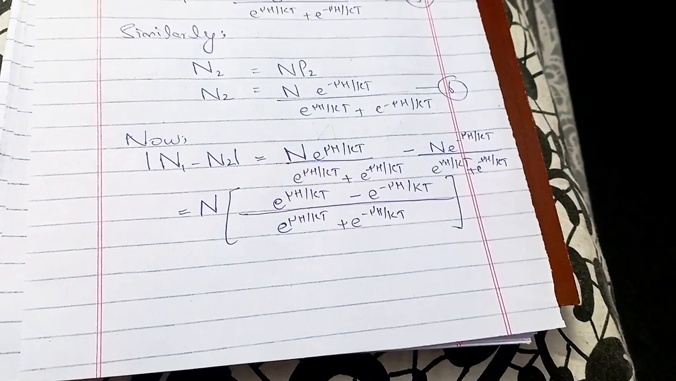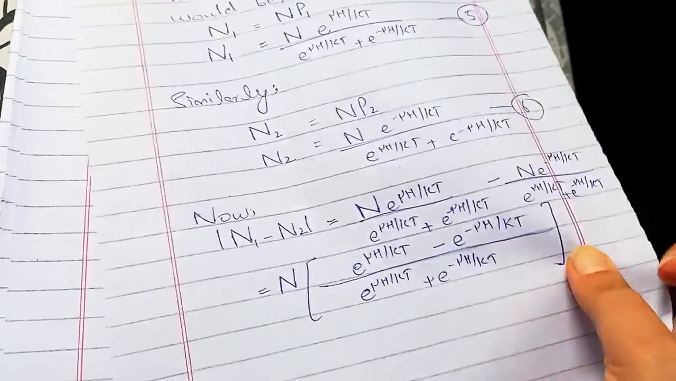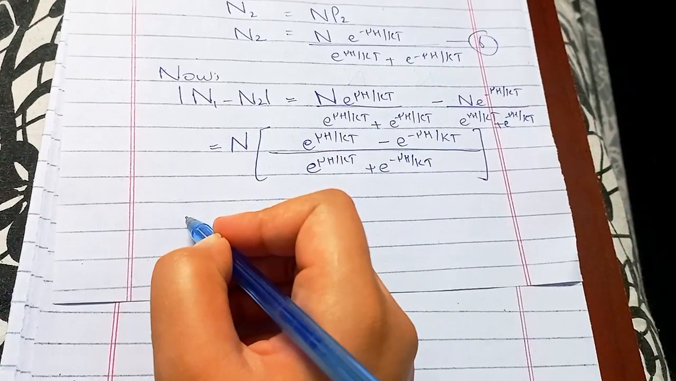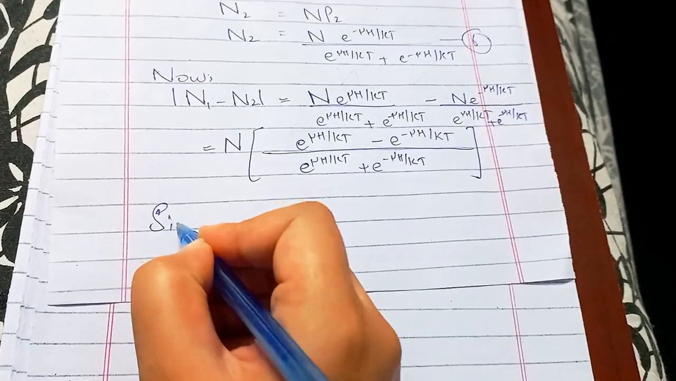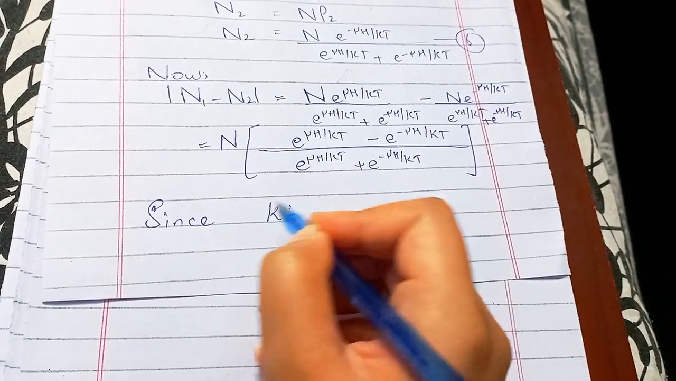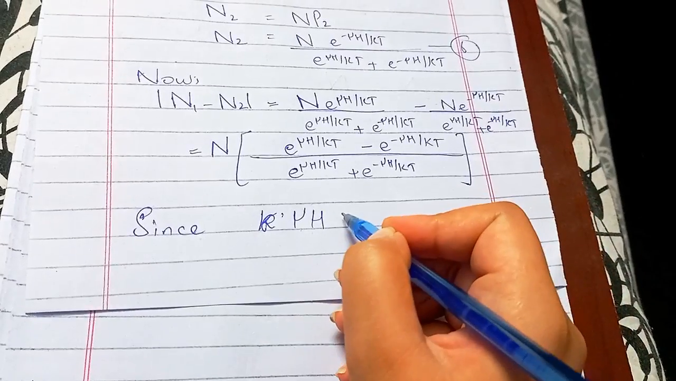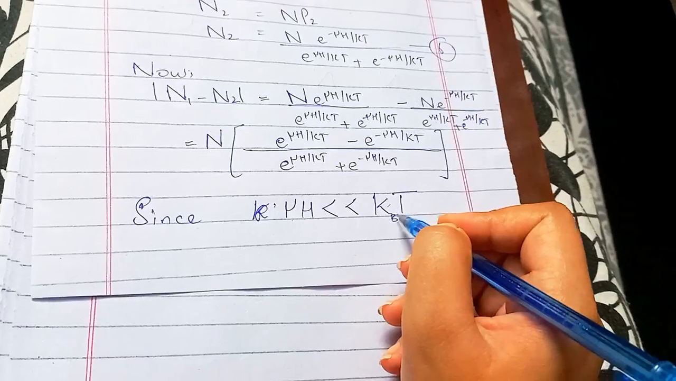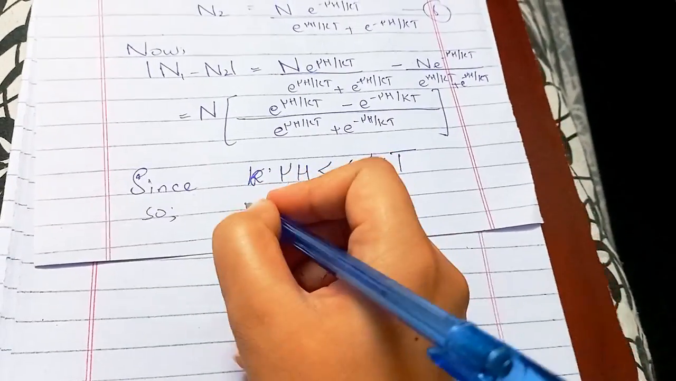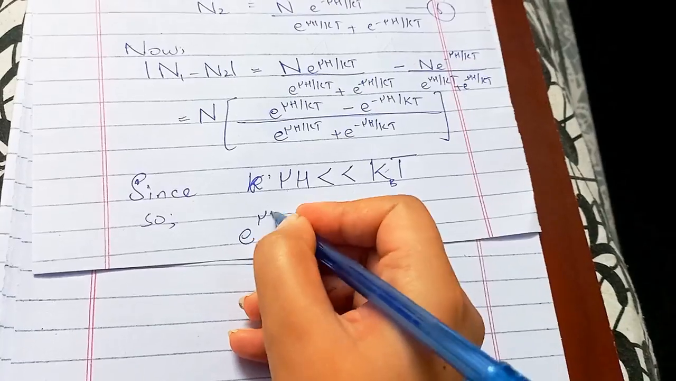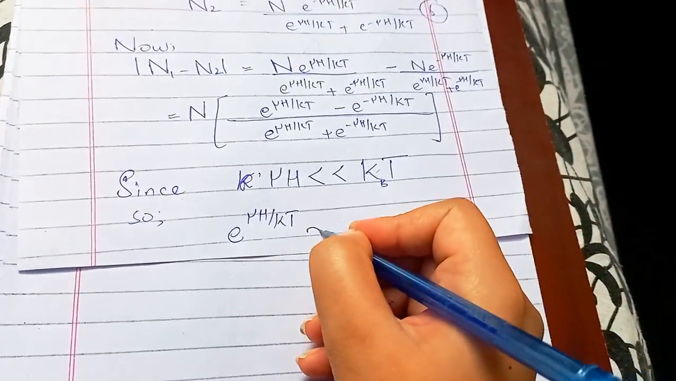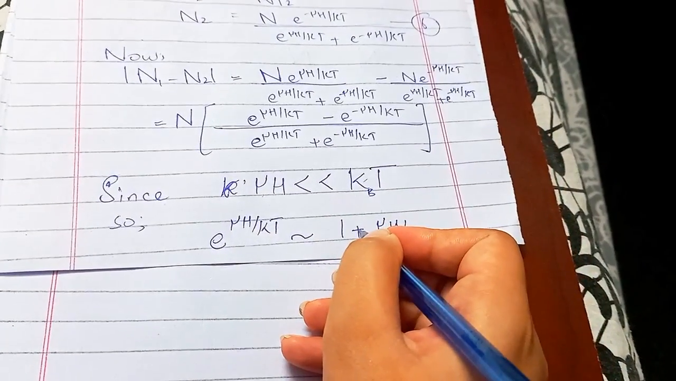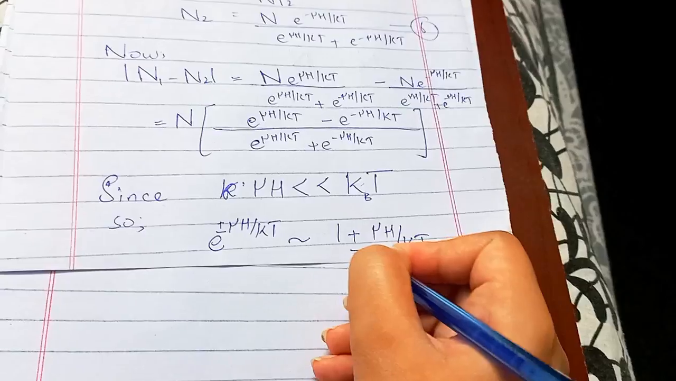Okay, now we'll use the approximation, which is the high temperature limit here, which will help us to simplify this a lot more. For that purpose, since mu h is really less than kB T, we can use this approximation: e to the power mu h by kT would be equal to 1 plus mu h by kT. If it is plus here, then there will be plus here. If it is minus here, then it will be minus here.